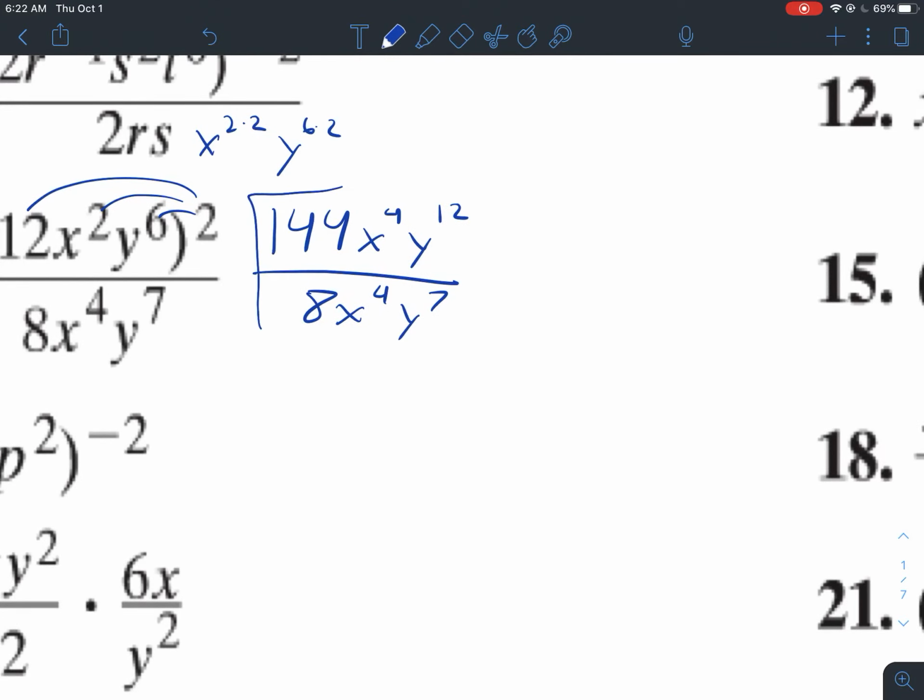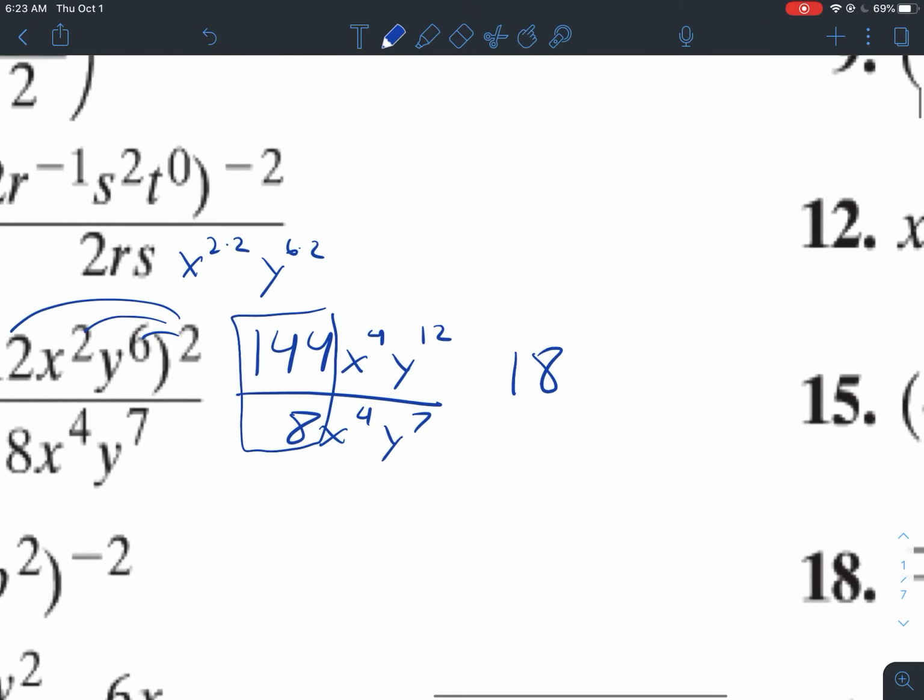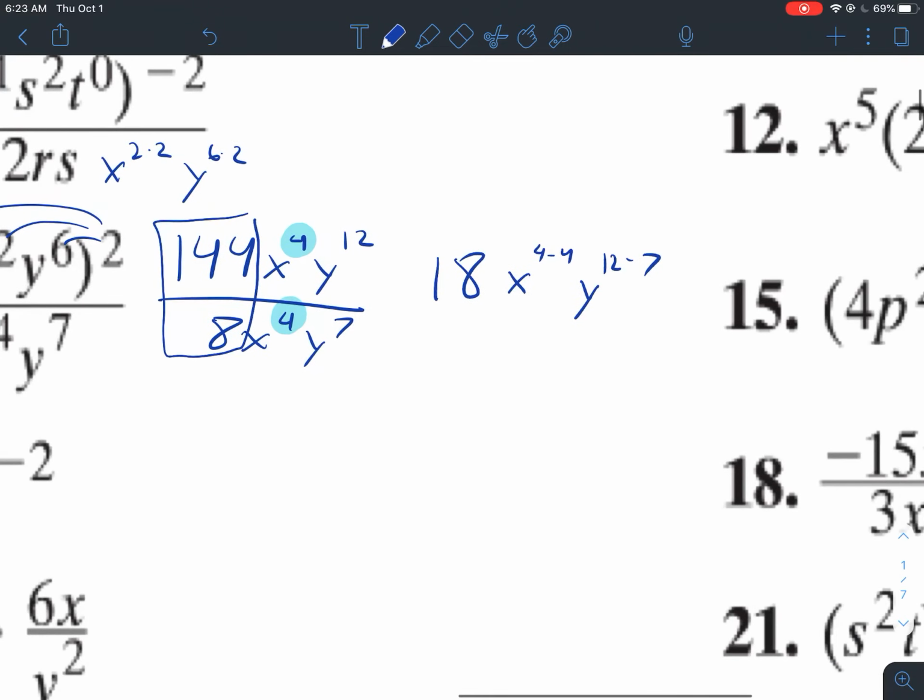So now we have to go ahead and simplify this. I'm going to see if I can reduce this fraction. And I can. 144 divided by 8 gives me 18. And then we're going to go ahead and use the division property, the quotient rule, right? So the quotient rule states that when we're dividing these powers, we subtract them. So we end up with x to the 4 minus 4 and y to the 12 minus 7. So x to the 4 minus 4 gives us x to the 0.